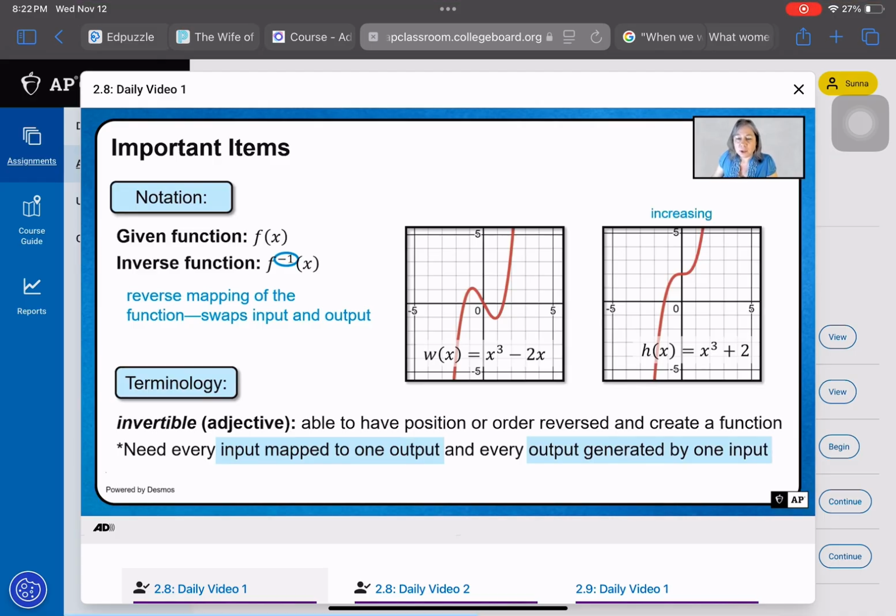Looking at our cubic, we have an increasing h of x. We note that it is invertible since we satisfy our criteria below. Looking at our w of x, we have in this box the increasing, decreasing, and back to increasing behavior of w of x. And we note that for this particular output chosen here, we have an output generated by more than one input. So this particular function is not invertible.